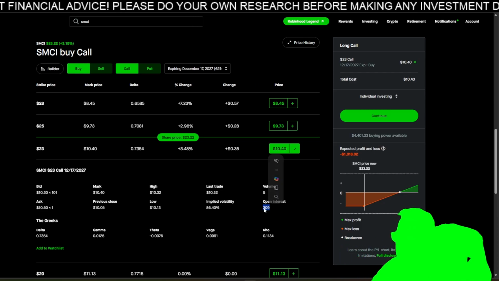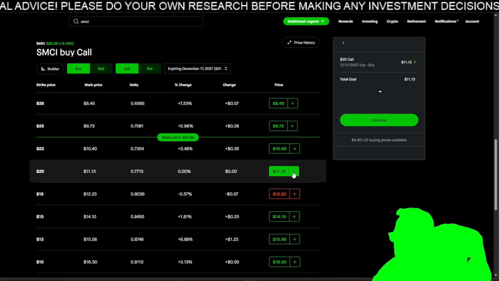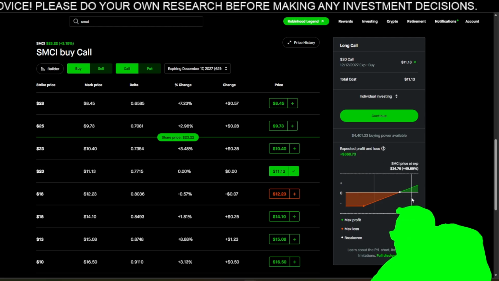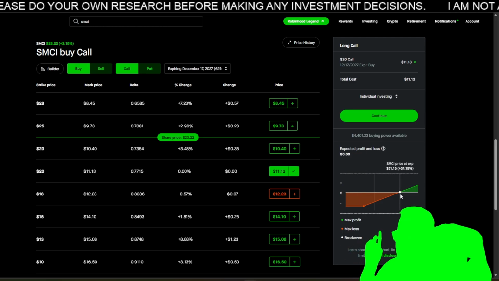The good thing is you have a lot of open interest. You have a decent bid-ask spread here, which is very, very good as well. If you went even to the $20 one, that one's $1,100, and your break even is $31, which is basically back to where it was before the news broke out here.